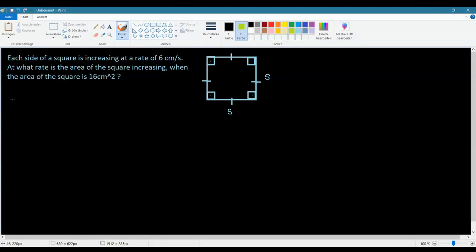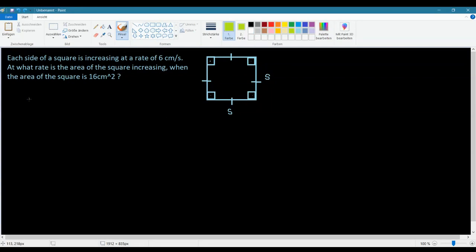So what we know is that A is 16 centimeters squared right now. Actually, I'm not going to write that here. I'm going to write that when we write our solution. I'm going to write it in the correct notation underneath it.